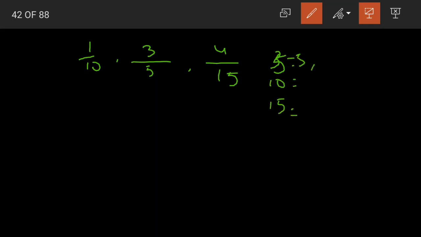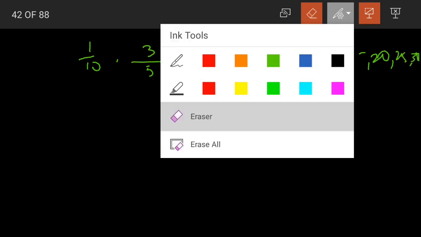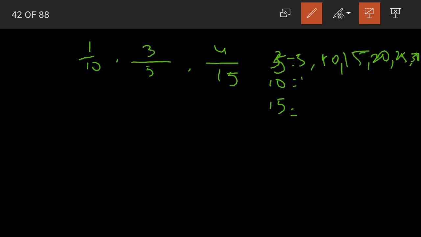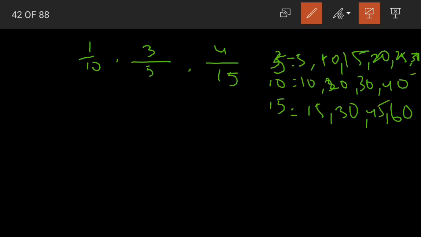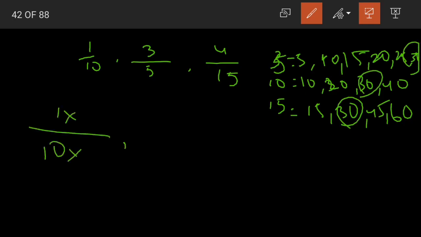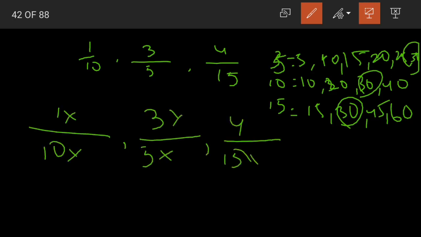The multiples of 5 are 5, 10, 15, 20, 25, 30. This 15 is looking like 25 here, right? So let me write it neatly. Then for 10 we have 10, 20, 30, 40. For 15 we have 15, 30, 45 and 60. So what is the least common multiple for all these three? 30 is the least common multiple. So now let us take 30 as the denominator and convert these into like fractions.